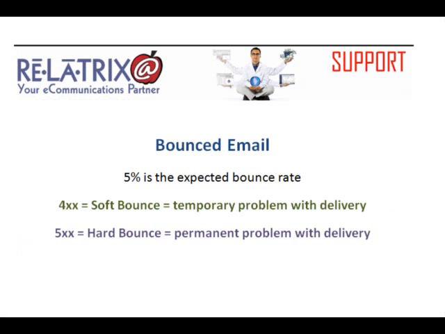An email bounces when a connection to the user server was made and we received a message back reporting unsuccessful delivery. The majority of bounces fall into two categories, hard or soft bounces. A soft bounce, a bounce with a code in the 400s, is due to a temporary problem with delivery, such as a temporary network problem. A hard bounce, a bounce with a code in the 500s, is due to a permanent problem with delivery, such as an invalid email address.